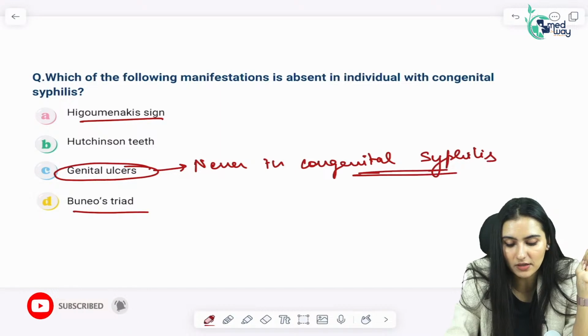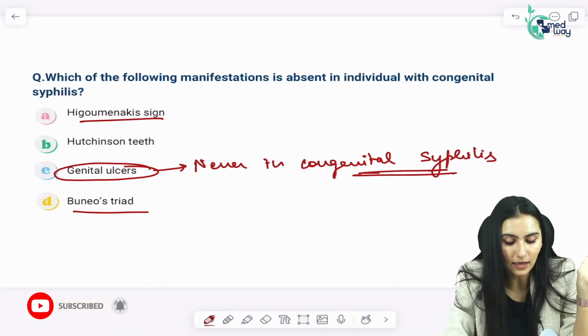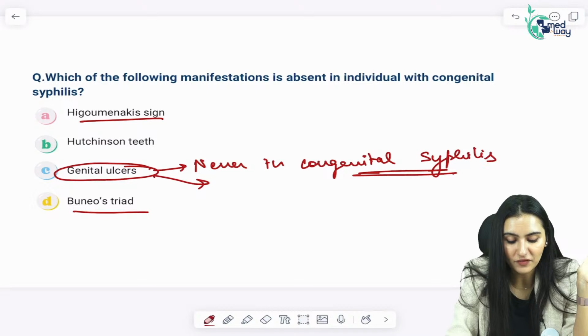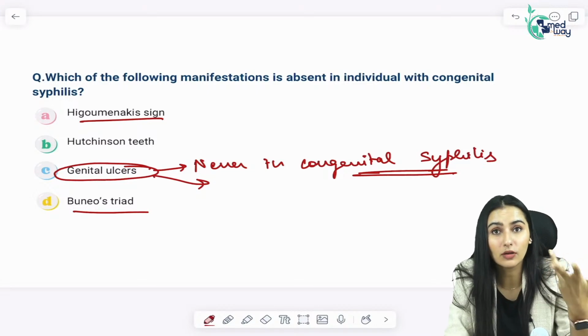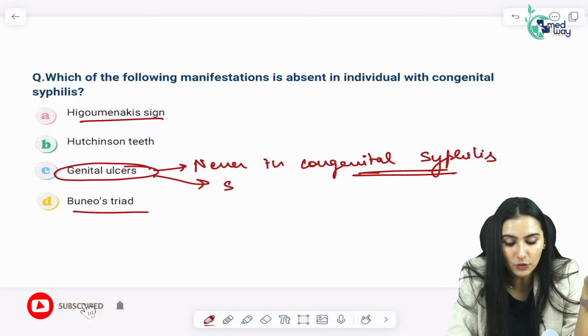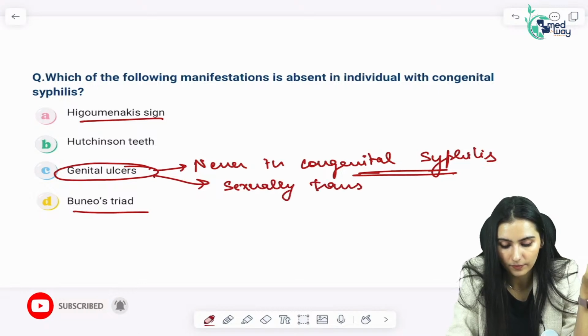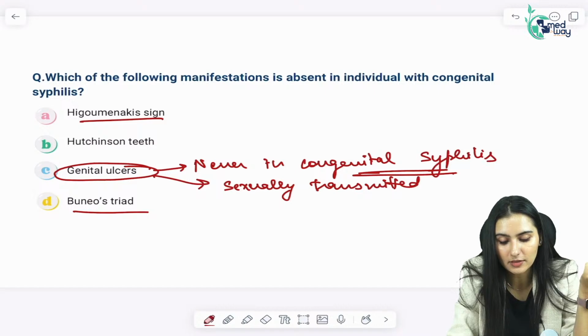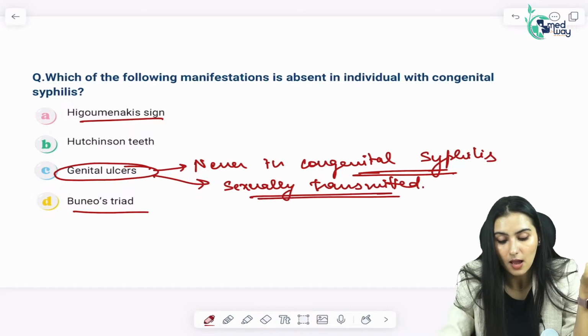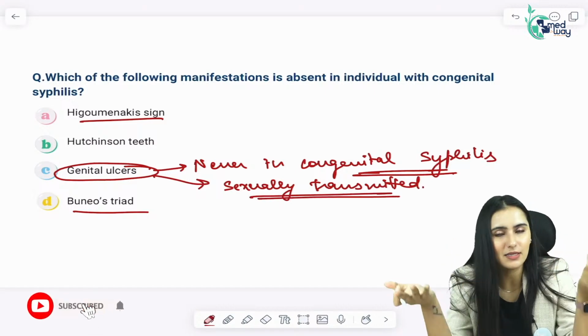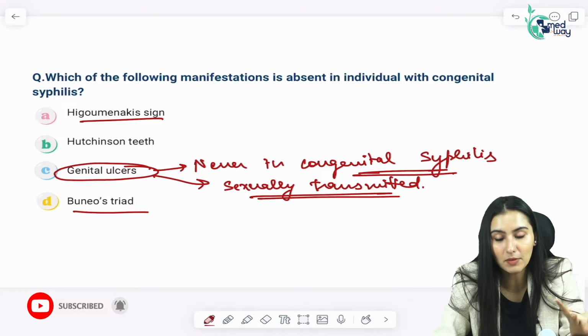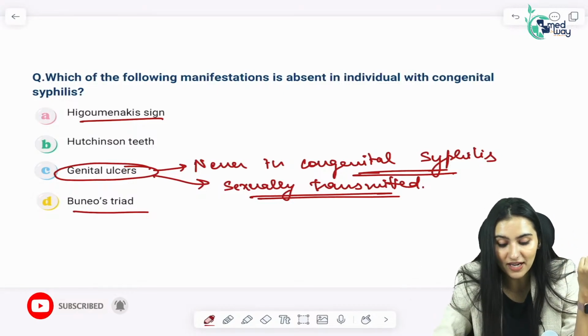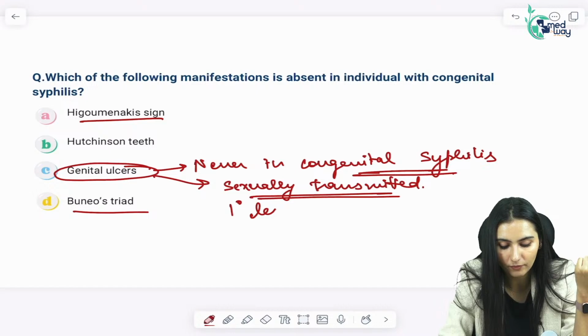Why are genital ulcers never present in congenital syphilis? Genital ulcers are a manifestation of how you got the disease. This is a sexually transmitted disease, so if it is sexually transmitted, you will get a genital ulcer. But in a baby, the disease is not sexually transmitted. It is given from the mother to the child. So they will never have this primary lesion.